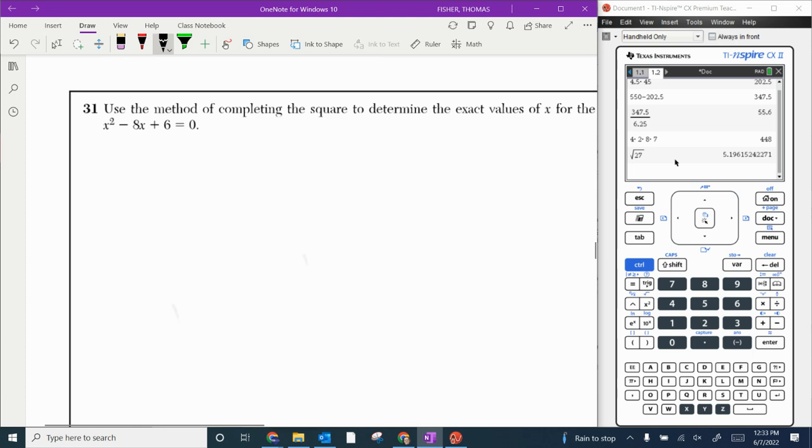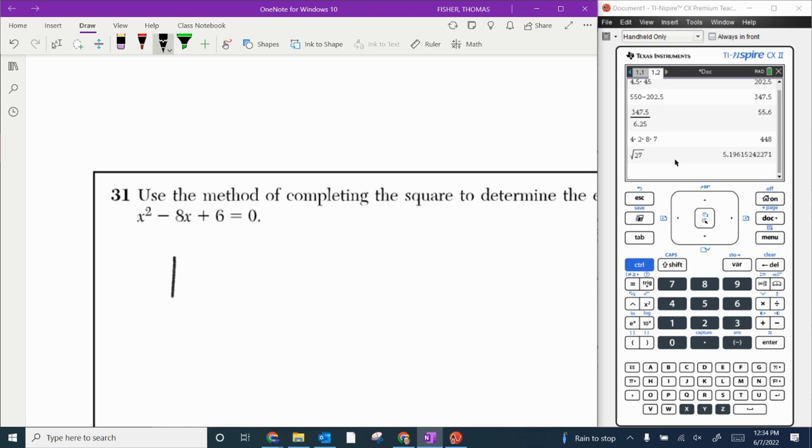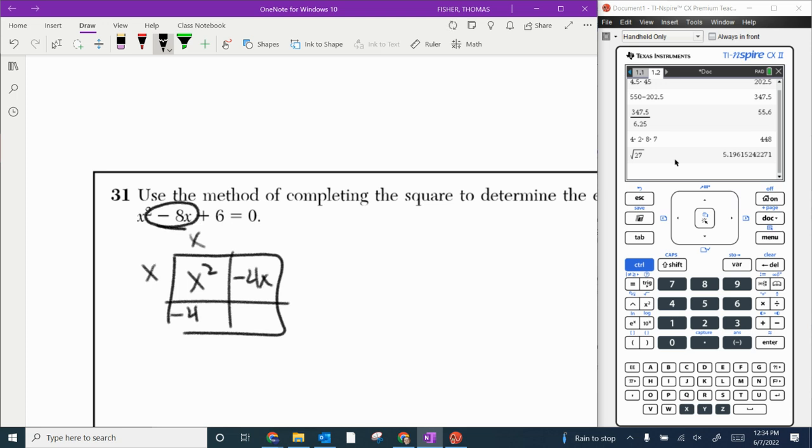Moving on. Complete the square. Here we go. So we have to do what it says. So let's complete the square here. I like drawing the box in. So x squared would be x times x. Negative 8x was split in half: negative 4x, negative 4x. So in order to get negative 4x, you need negative 4 and negative 4.